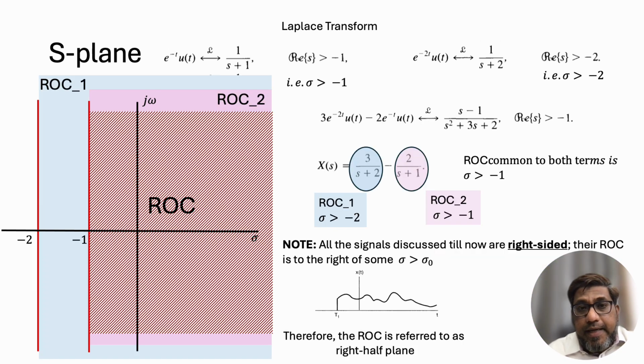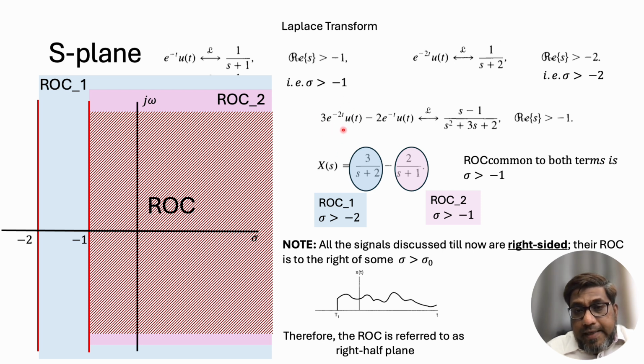Now let us combine these two individual signals and constitute one signal which is a linear combination of these two individual signals. We had e power minus 2t u of t and e power minus t u of t in the previous slide. So we are just making a new signal x of t, which is some linear combination of these two signals. And we want to find what is the region of convergence of this overall signal x of t, which is a linear combination of these two individual signals.